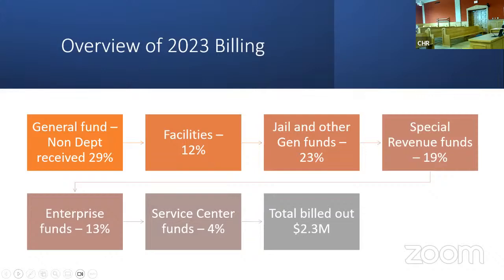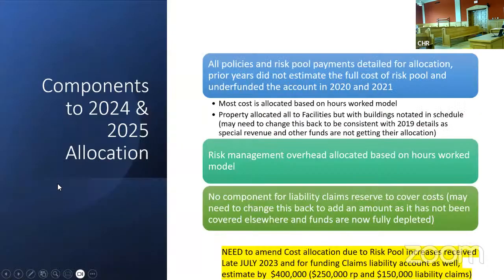So now for 2024 and 2025. This is a project I had given to our budget analyst to work on and work with Victoria on. And basically they couldn't locate the old files, stuff like that. So we just had to make some decisions on how we're going to allocate everything. So when looking at it, here's some of the things that I've discovered. All the policies and the risk pool payments were detailed in the allocation.